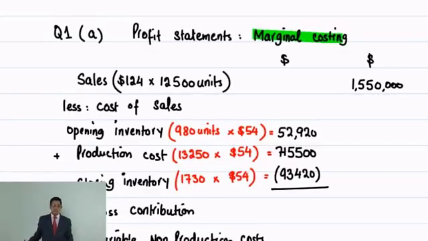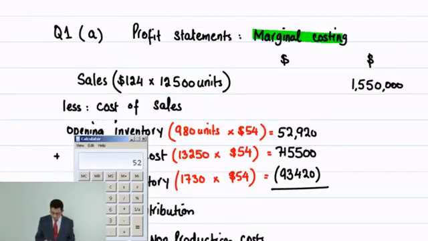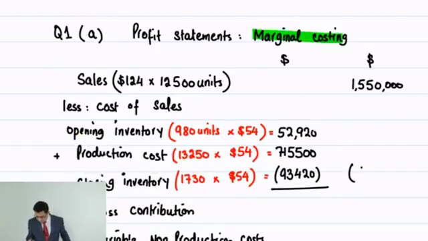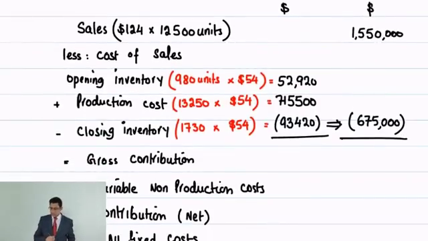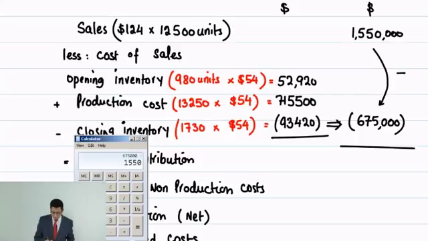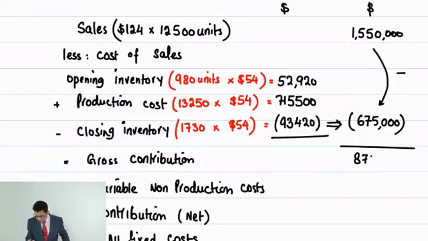And that gives us the variable cost of sales. So opening inventory 52,920 plus 715,500 minus 93,420, and it gives us $675,000, which is simply the sum total of this sub column. So the inner column I add up together and the total is taken to the outer column. Once I calculated the variable cost of sales, now here is the gross contribution. Sales minus variable cost of sales equals gross contribution, which is $875,000. Okay, gross contribution is done.